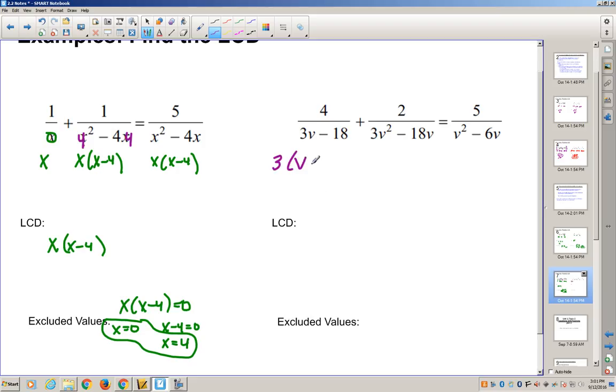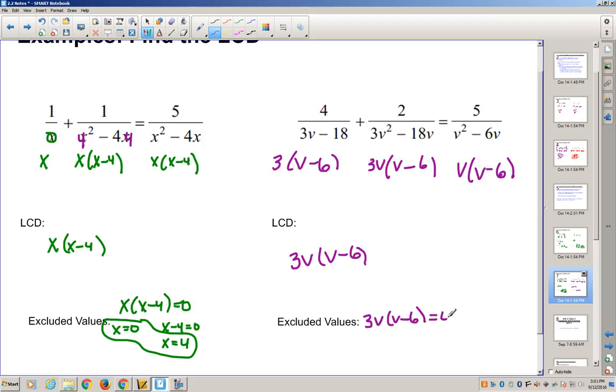What's this look like? You get this. Okay, that's what it looked like when we factored all those. So our LCD ended up being 3v times v minus 6. You can do the same thing. You're going to set that equal to 0, and then you're going to get 3v equals 0, and you're going to get v minus 6 equals 0.